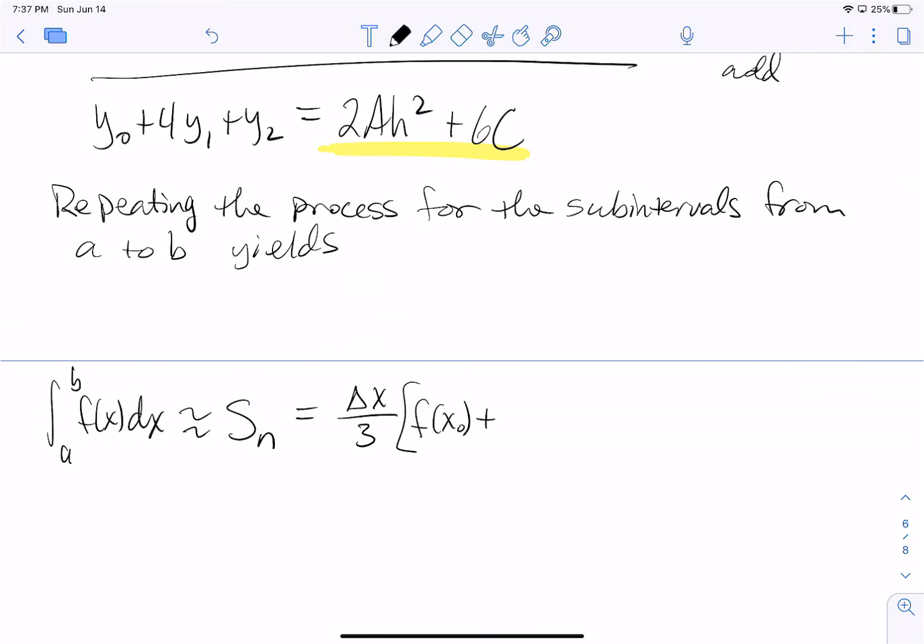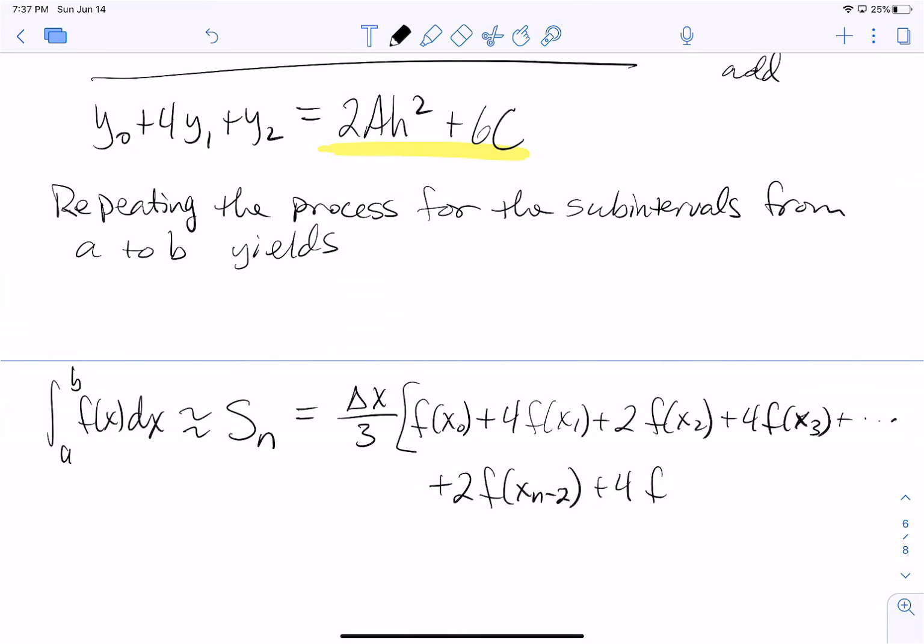of x sub 0 plus 4 f of x sub 1 plus 2 f of x sub 2 plus 4 f of x sub 3, this will end, don't worry, plus 2 f of x sub n minus 2 plus 4 f of x sub n minus 1 plus f of x sub n end bracket.